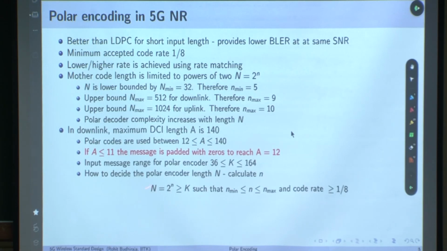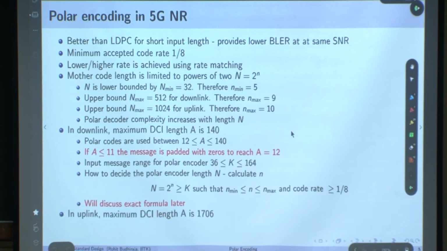And this constraint should also be satisfied, that the output length has to be such that this n lies between n min and n max. So let's see this. The exact formula will come a little later. What are we saying here?